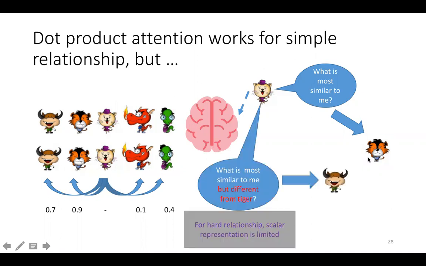However, for difficult relationships such as what is the most similar animal but not the tiger, then dot product attention seems not rich enough because it only contains one scalar to represent the relationship. So it's not rich enough to demonstrate the multivariable relationship like this kind of question. So we can conclude that for hard relationships, scalar representation is very limited.